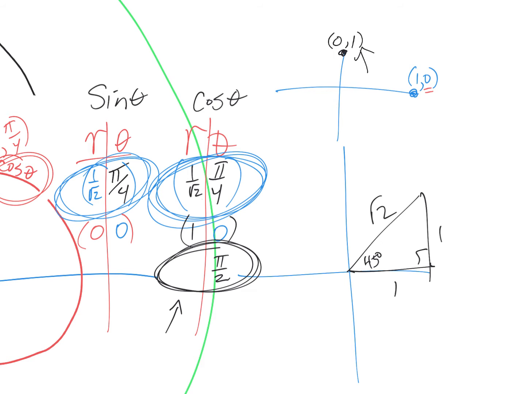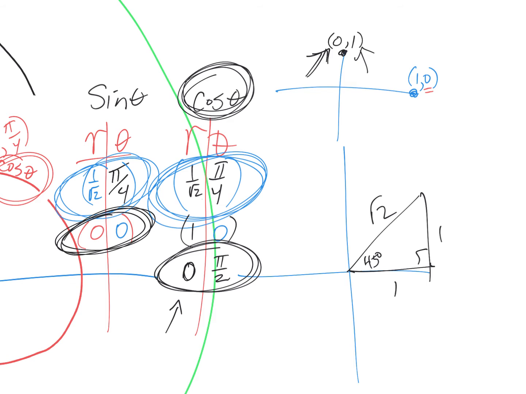Yes, sir? Oh, cosine. Cosine is the x. You're right. And x is 0. Okay, you were doing cosine there. Cosine is 0 at pi over 2. So that's 0, pi over 2. These 2 points are the same. I know that feels weird, but they are.